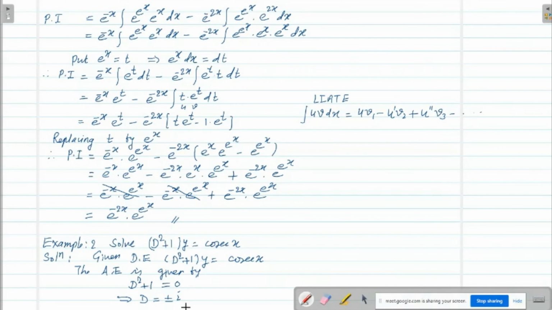Now we need to find the complementary function. Therefore the complementary function is given by, what is the complementary function? The roots are complex numbers, so you will write c1 cos x plus c2 sin x. Then to find yp, that is the particular integral. Okay, continue.